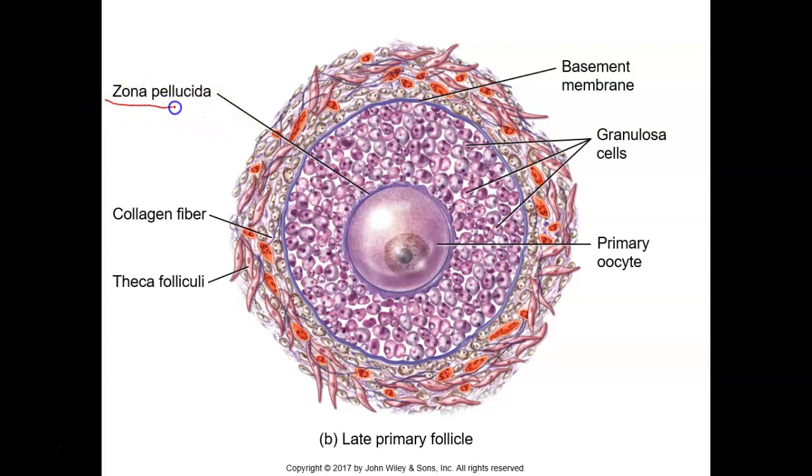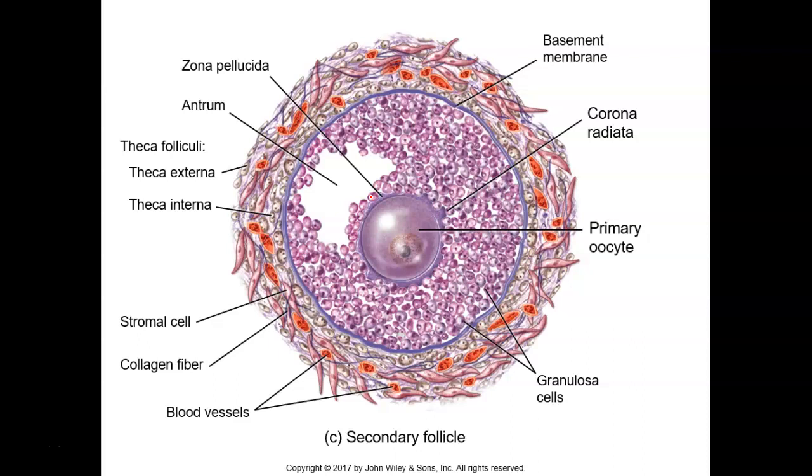Something called the zona pellucida surrounds the actual oocyte itself. The reason that's important is because that's eventually one of the layers the sperm is going to have to penetrate in order to enter the oocyte. Remember the acrosome we talked about last video, that enzyme located on the head of the sperm? This is one of the layers it's going to have to penetrate through.